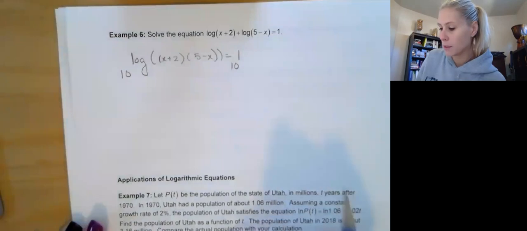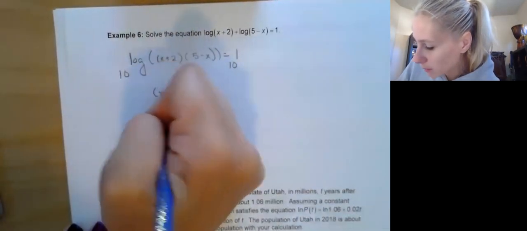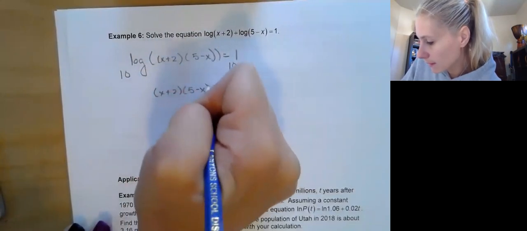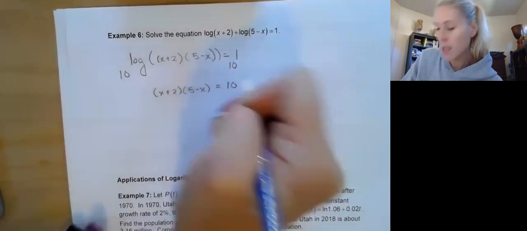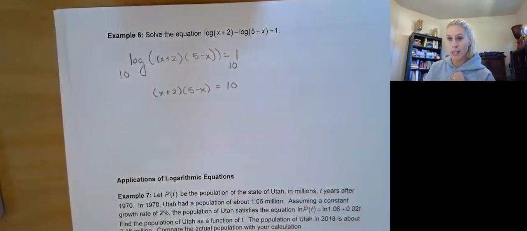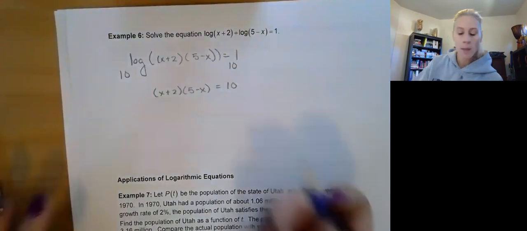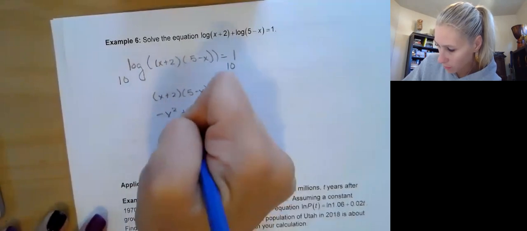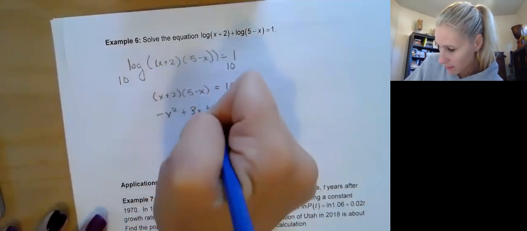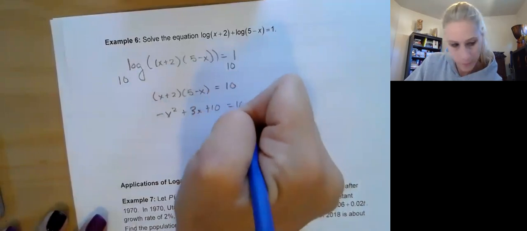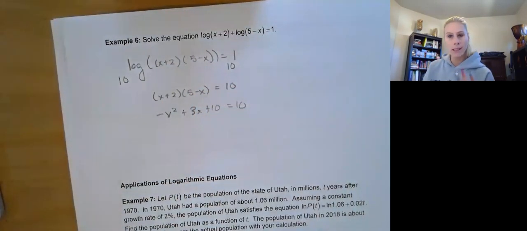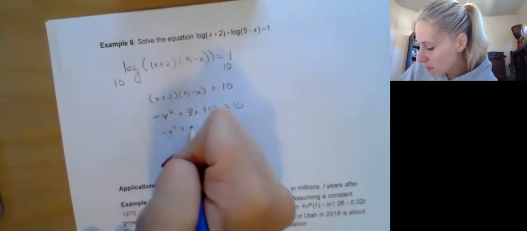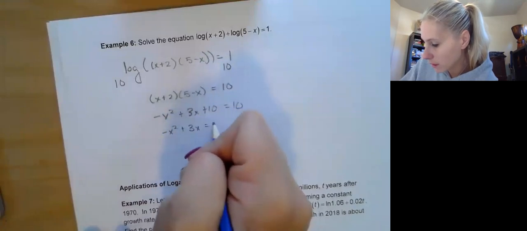Whatever I do to one side, I do to the other. So I'm left with x plus 2 times 5 minus x, and 10 to the first is 10, which means we're going to have to do this multiplication out. I'm going to do it quickly. So I end up getting negative x squared plus 3x plus 10 equals 10. The great thing about this, guys, is the 10s are going to cancel, right? So I get negative x squared plus 3x equals 0.